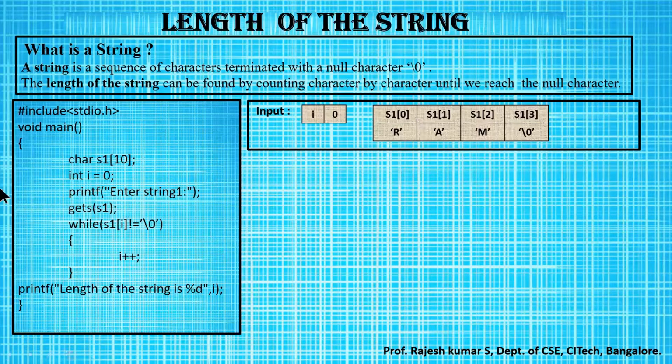In order to store the value in the string, I'm using unformatted input. Along with the unformatted input, I'm passing the array name. Here the array name is S1. Now I'll be storing the value inside S1. For example, here I've taken it as RAM. Now RAM will be stored in S1. After storing RAM, one null character will be added by default. That indicates the end of that particular array, or the end of that particular string.